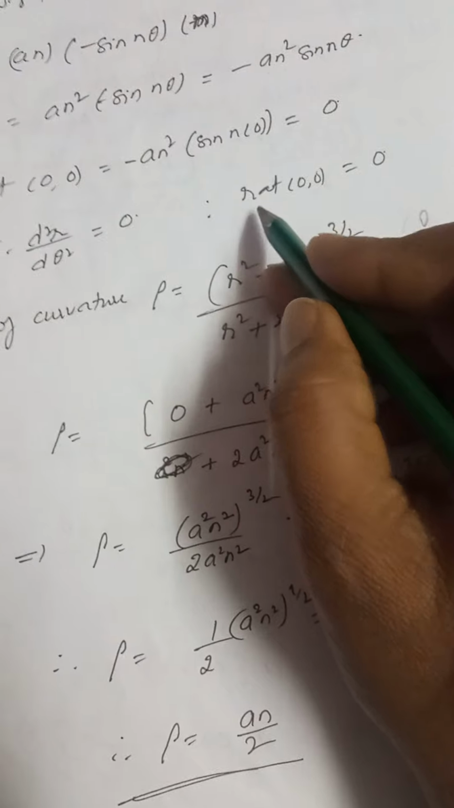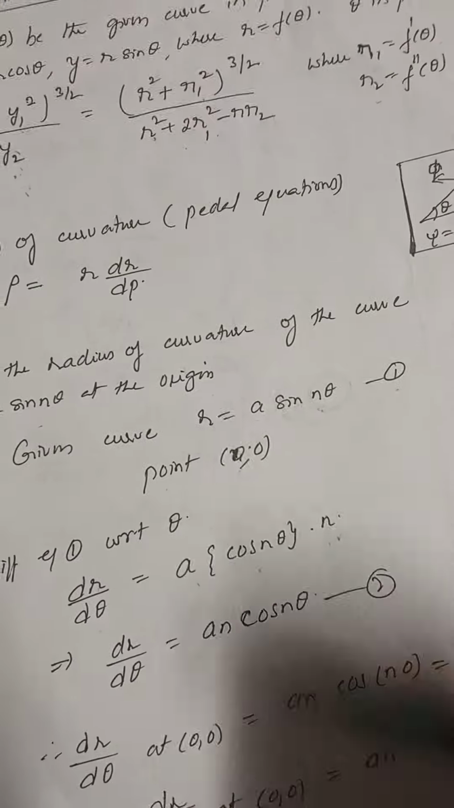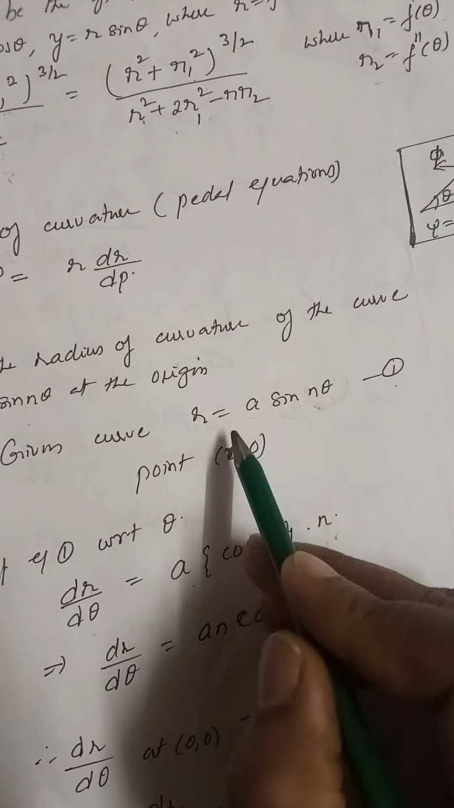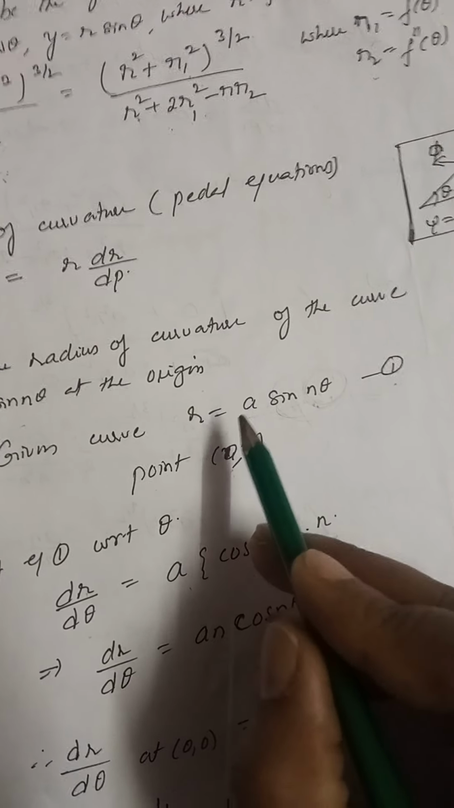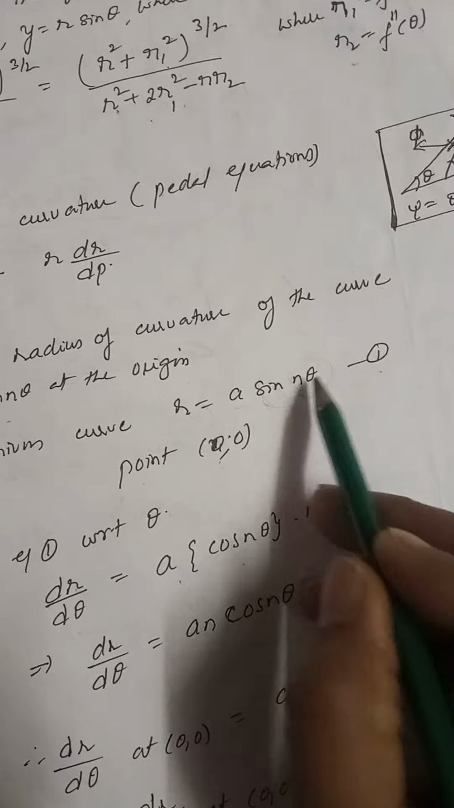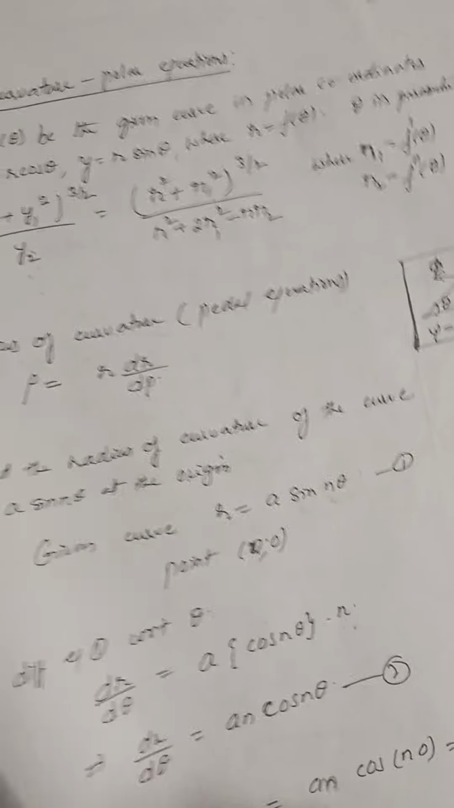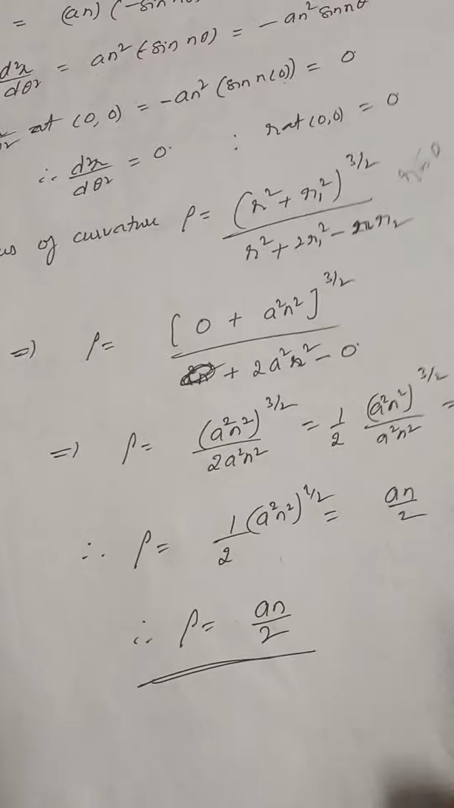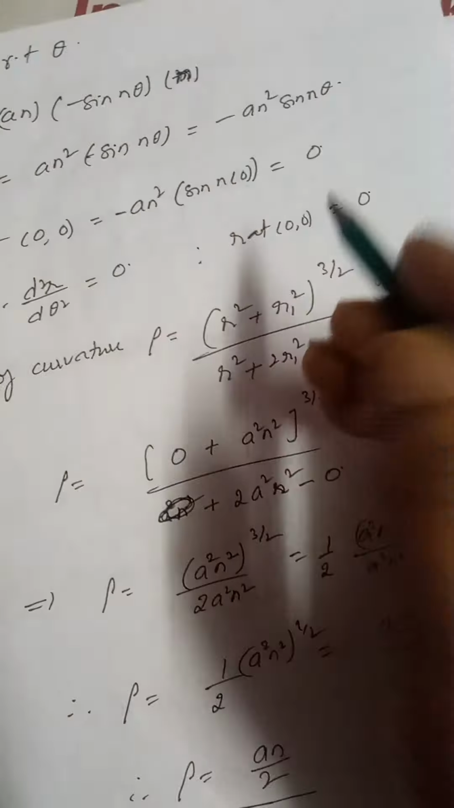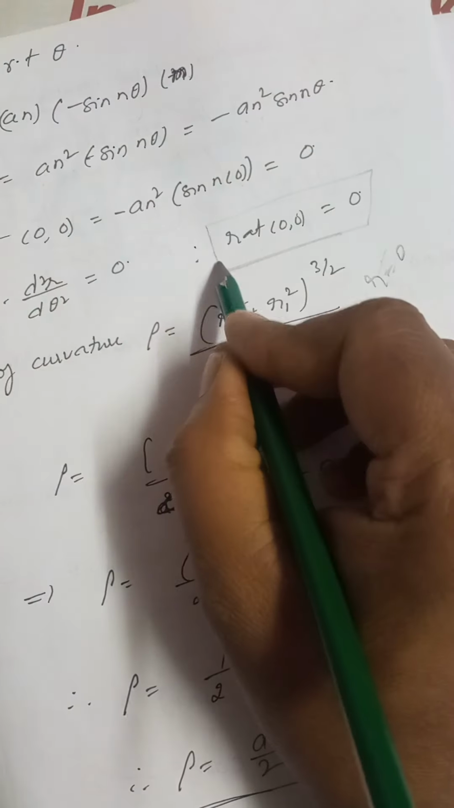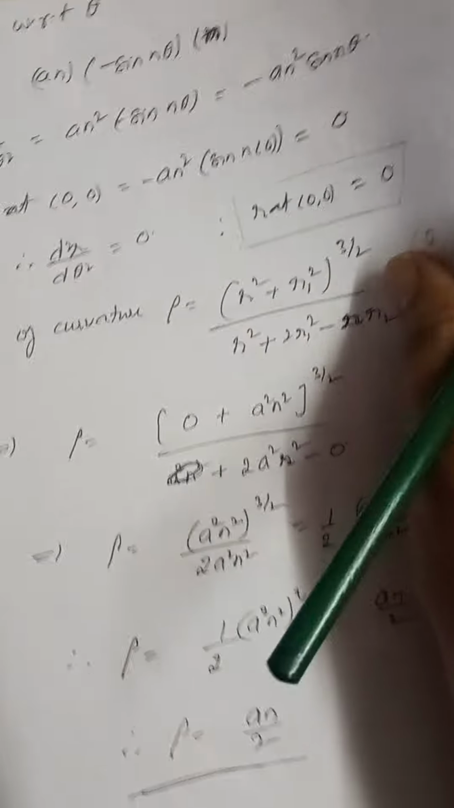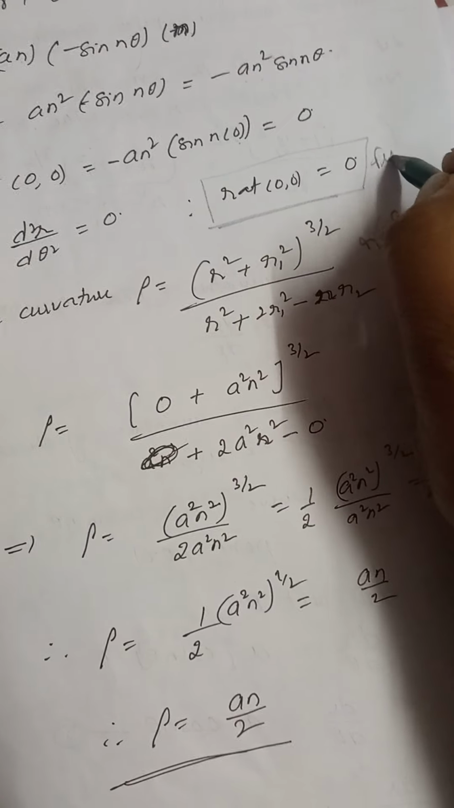Now what is the r value? Here r is equal to a sin n theta, at 0, 0. The r value at 0, 0: theta is equal to 0, sin n theta is 0. That means the r value is equal to 0. r at 0, 0 is 0, from equation 1.